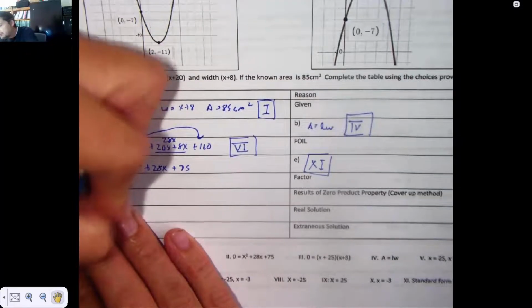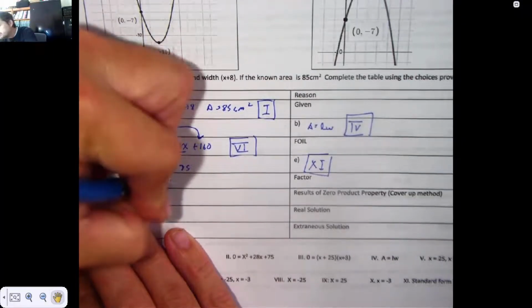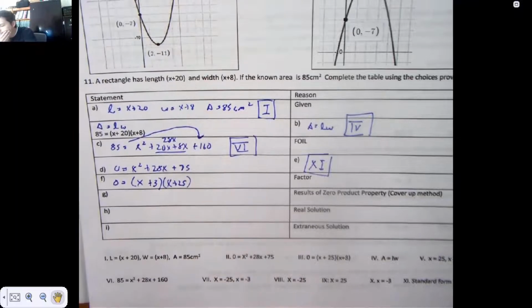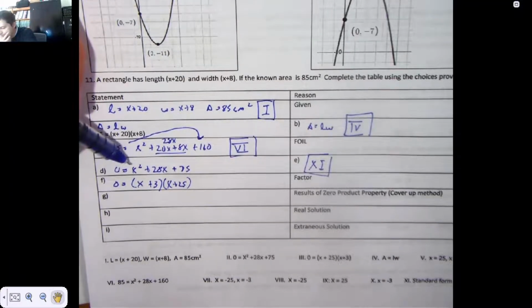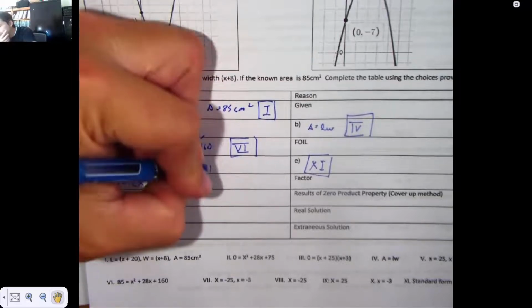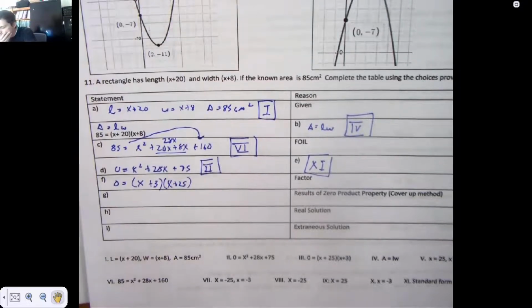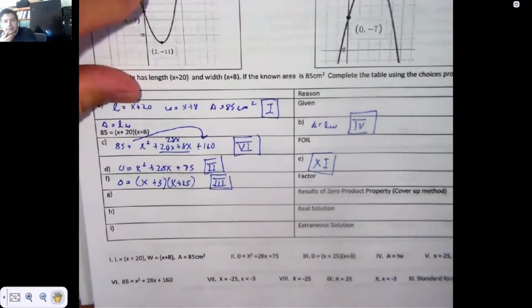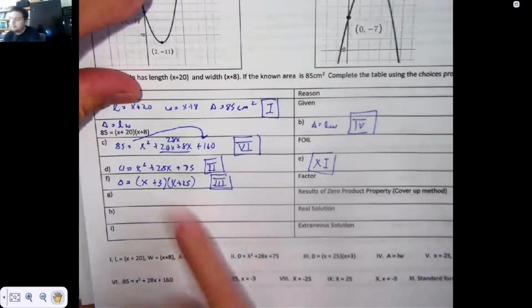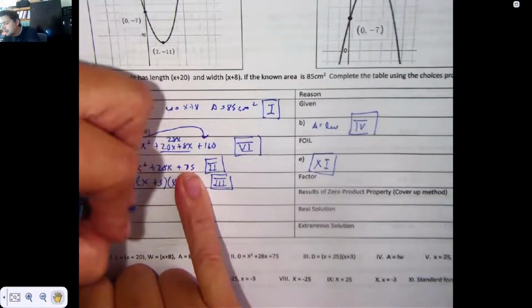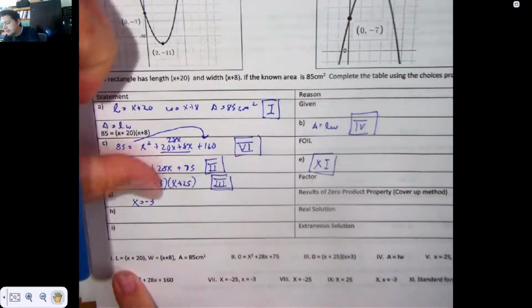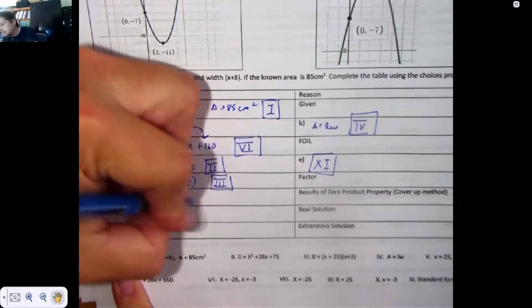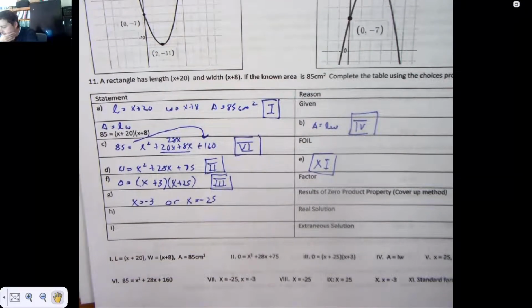75, you're supposed to think of 3/4. It takes 3/4 to make 75 cents. So, oh, by the way, what choice was this? This was choice 2. So now I'm looking for 0 equals x plus 25 times x plus 3. That's choice 3. The results of the zero product property, the cover-up method: if you cover up one, you get that x is negative 3. If you cover up the other one, you get that x is negative 25. They are negatives. So that'd be choice VII.